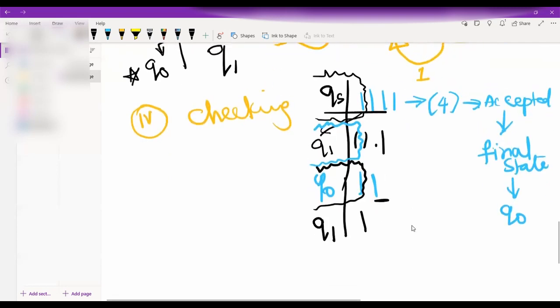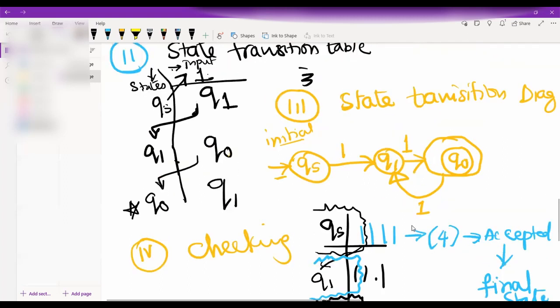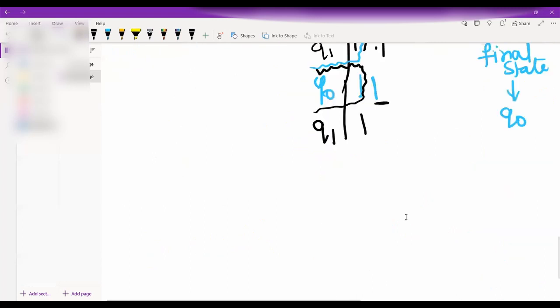Now what is remaining? Q1 on 1. Where is it going? Q1 on 1 is going to Q0. So I will write the resultant state as Q0. As we have ended, not a single symbol is remaining after considering Q1 on 1, which gives us the resultant state Q0. That means this is the final answer.